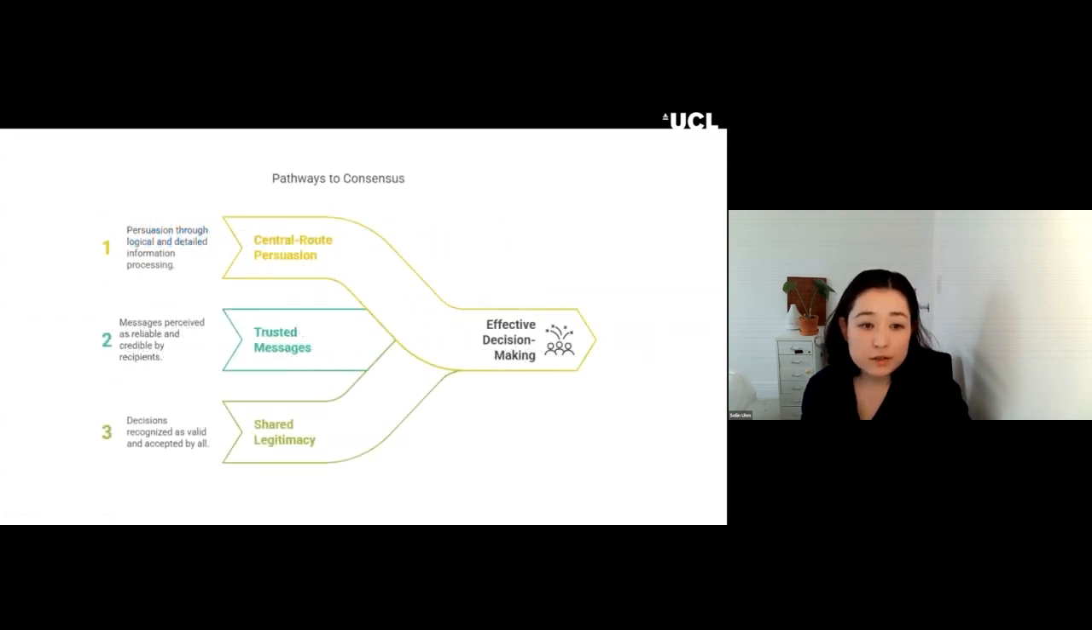This slide illustrates 3 key pathways to achieving effective consensus based on my study. First, we have central route persuasion.